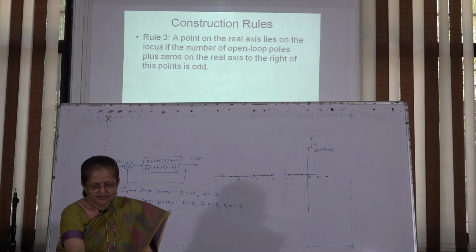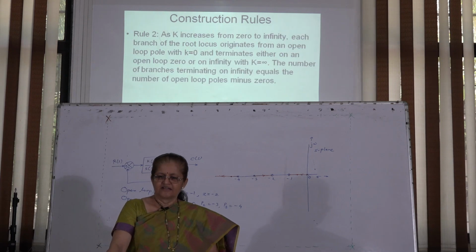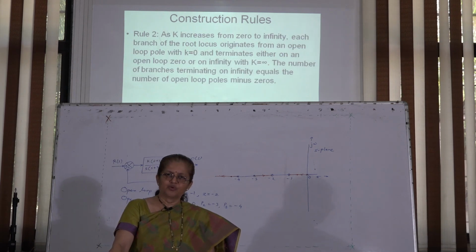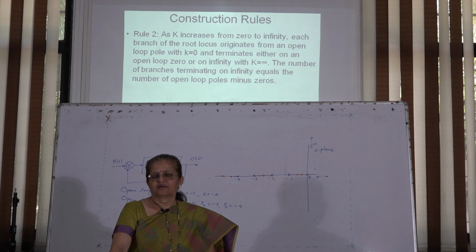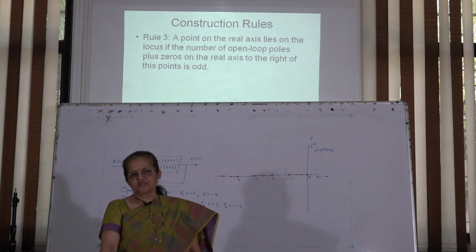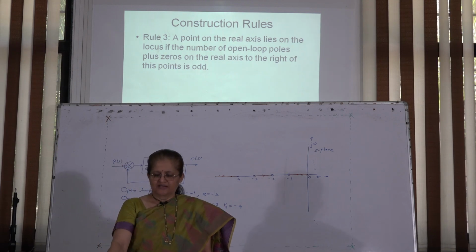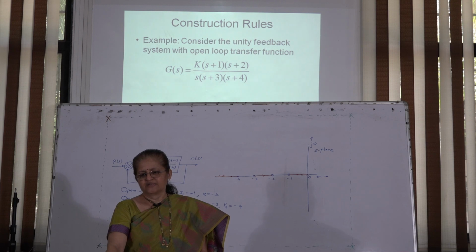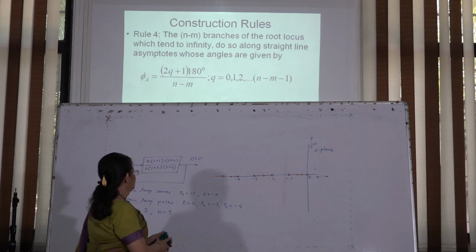So, the first rule is that it is symmetrical about the real axis. Second, it will start from open loop poles, terminate at zeros, and n minus m branches will go towards infinity. And the third is which part of the real axis will lie on the root locus, that we have seen with this example particularly. Next we will see the next rule.